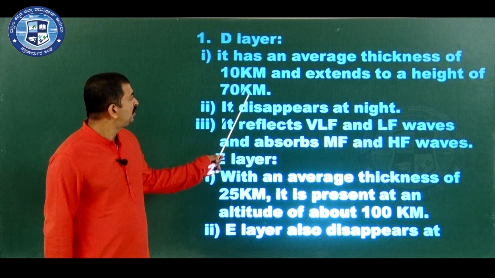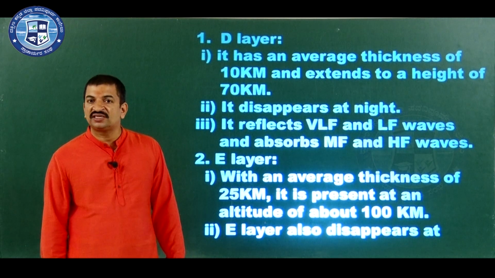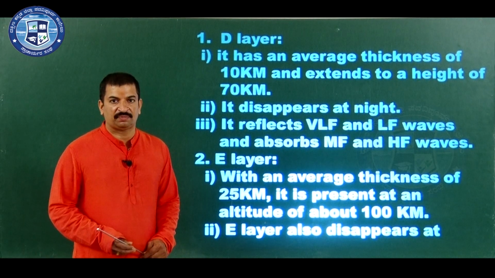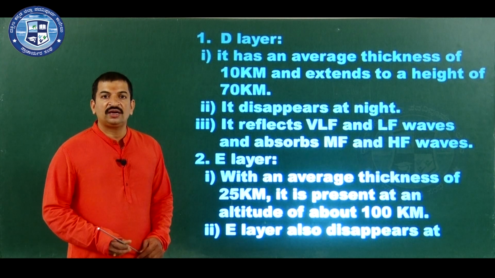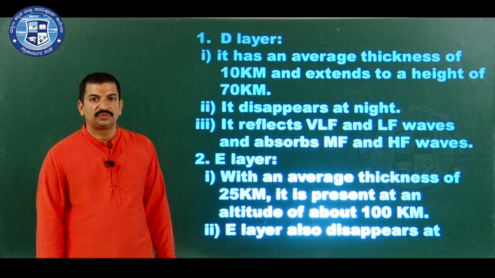The layer which is just adjacent to the earth atmosphere is called the D layer. The D layer exists at a height of approximately 70 kilometers from the surface of the earth. Its average thickness is around 10 kilometers in daytime. The D layer exists only in daytime. At night it disappears.